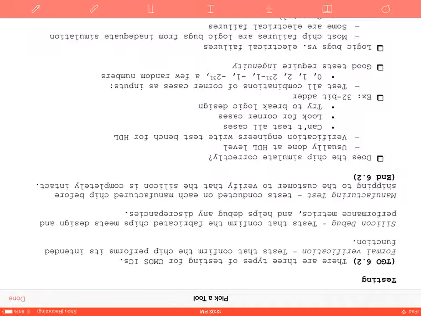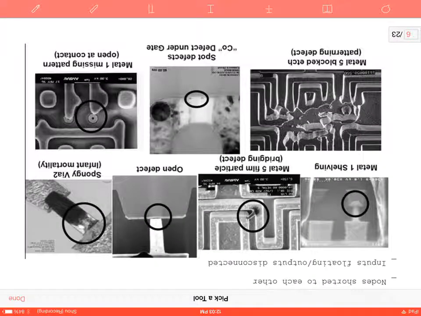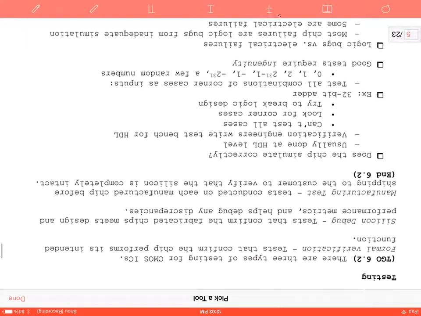Next, silicon debug. What happens during foundry? Test that confirms the fabricated chip meets design and performance metrics. So you make sure that it runs as fast as you want it to, that it consumes as much power as you want it to. Does it actually have the right capacitance values that you expected? Do the wires work? We're going to go over a number of bugs. I'm going to show you a number of pictures. Give me a split second. There's a number of different things that could potentially happen during silicon test, and you've got to go through there and find all of these. All right, so let me go back here.